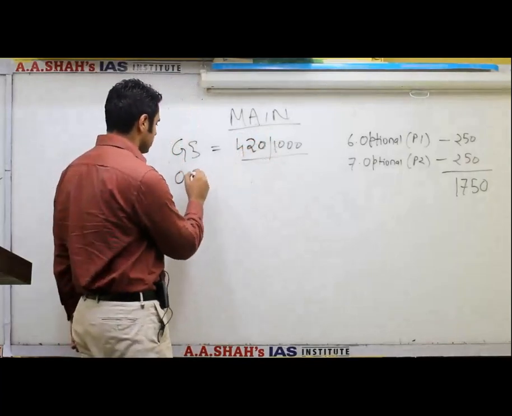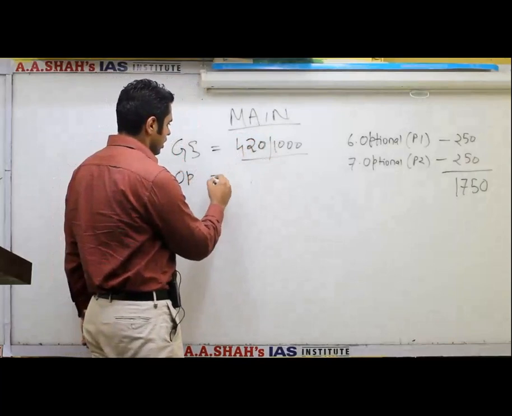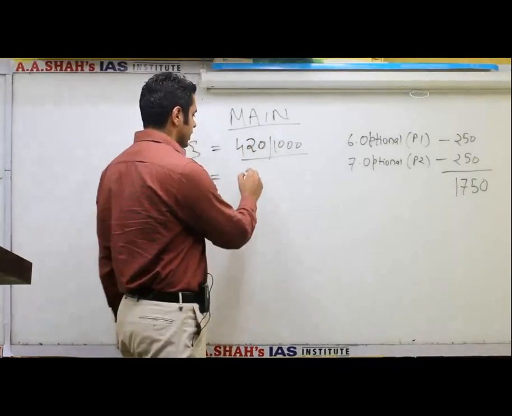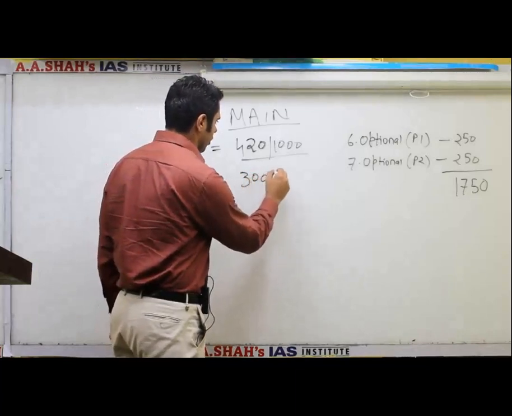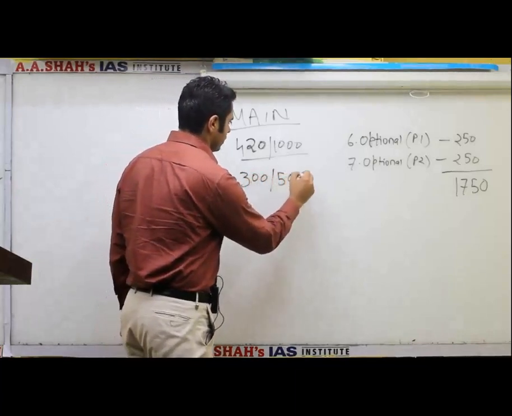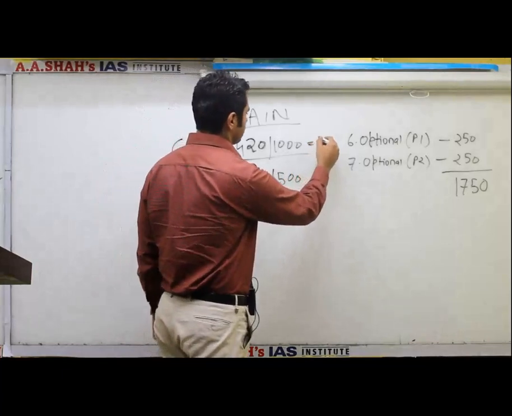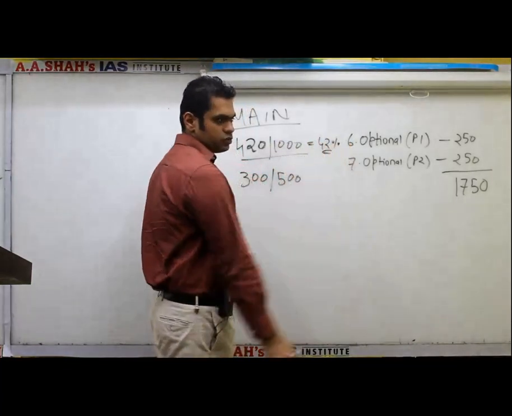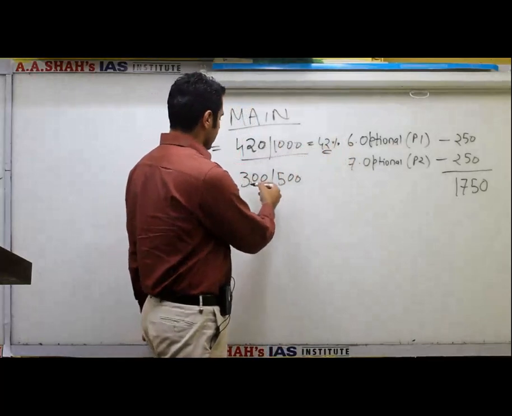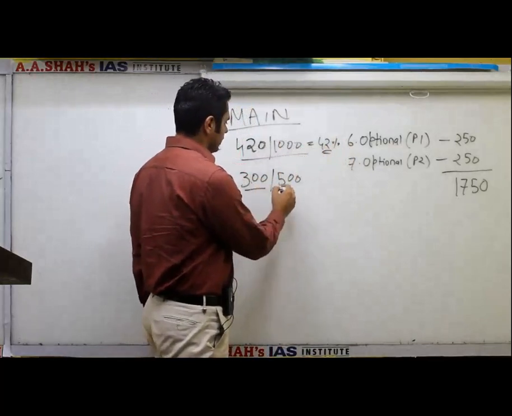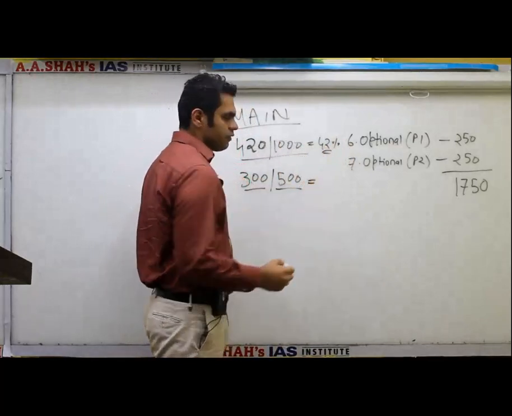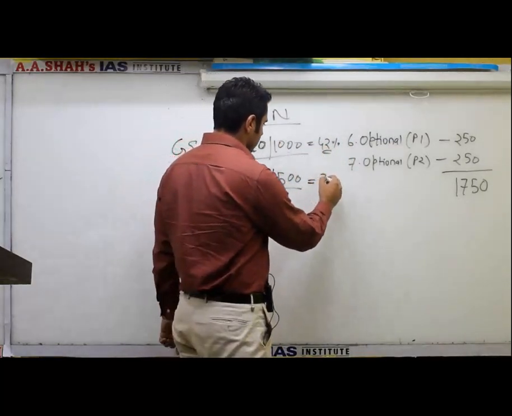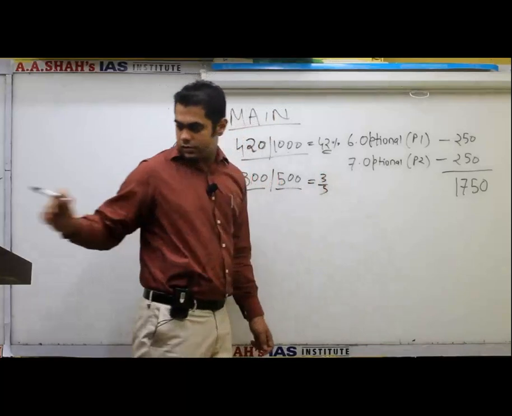Whereas in optional, out of 500, if you have prepared well, you can easily score 300 above out of 500. So if you see, this translates to around 42%, 420 out of 1000 marks. Whereas in optional you get 300 out of 500, which is roughly 3 by 5.